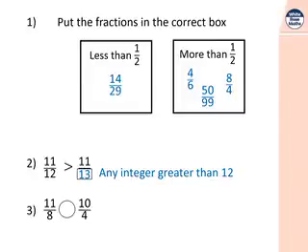And number 3. Well, here we're going to use a common denominator to compare. If we find an equivalent fraction to 10/4 in eighths, so 20/8, we can compare 11/8 to 20/8. Well, 11/8 is clearly smaller than 20/8, so it's less than 10/4.